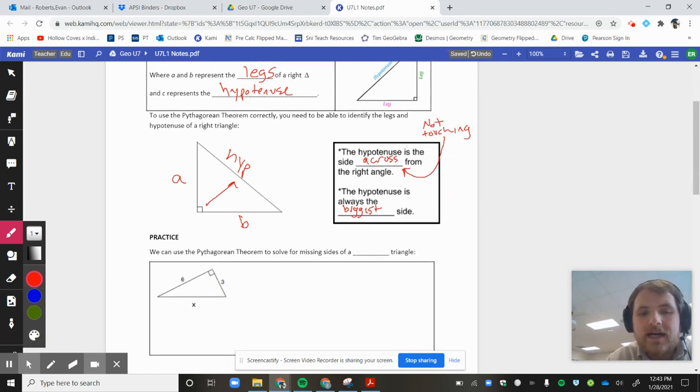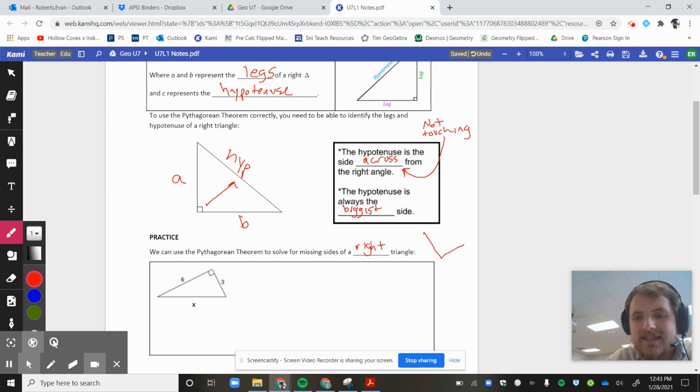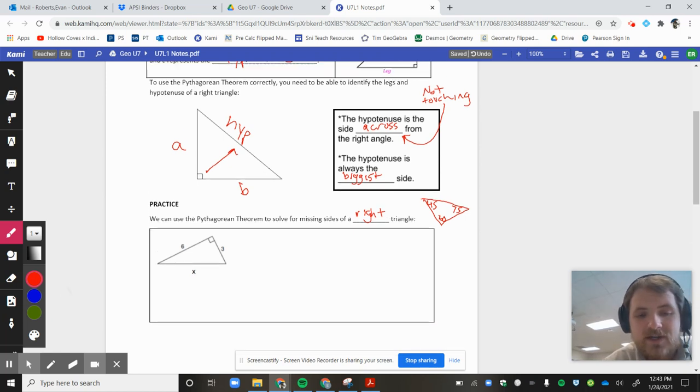So again, it is important to remember that this only works for right triangles. If you have a situation like this, if you've got like 60, 45, and oh, this is embarrassing, I think 75, 75, this would not work. We cannot use the Pythagorean theorem for that situation. It only is for right triangles.